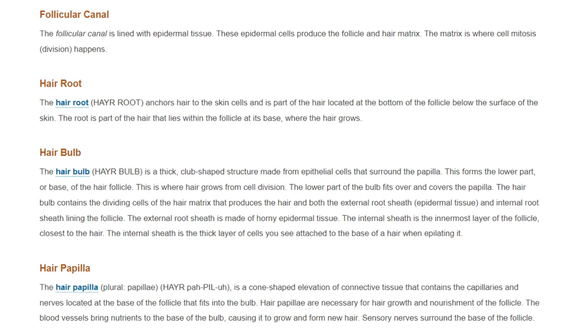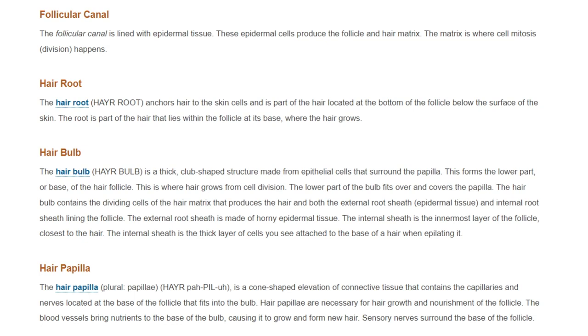Hair bulb. The hair bulb is a thick, club-shaped structure made from epithelial cells that surround the papilla. This forms the lower part, or base, of the hair follicle. This is where hair grows from cell division. The lower part of the bulb fits over and covers the papilla. The hair bulb contains the dividing cells of the hair matrix that produces the hair and both the external root sheath, epidermal tissue, and internal root sheath lining the follicle.